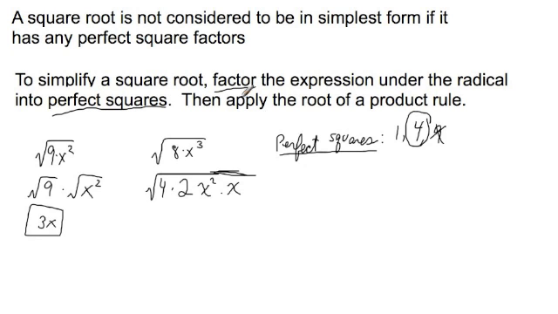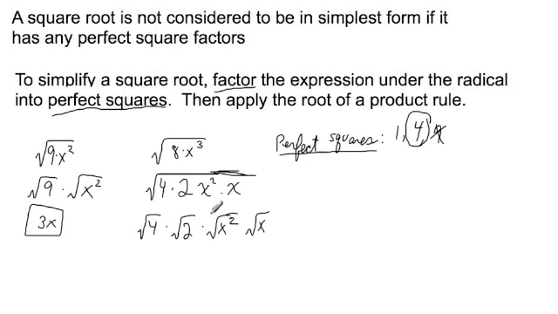Now I'm ready to apply the root of a product rule. The root of a product rule tells me that the root of a product is the same as taking the product of each of the roots. This gives me the square root of 4 times the square root of 2 times the square root of x squared, times the square root of x.